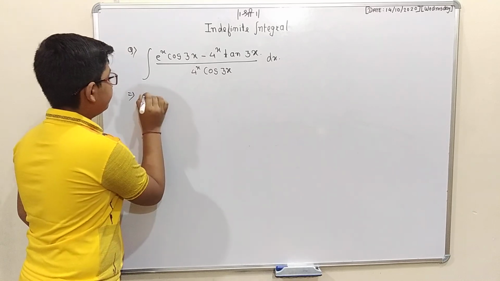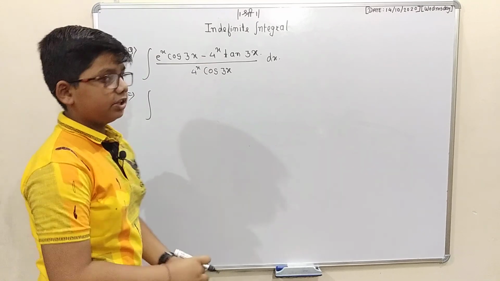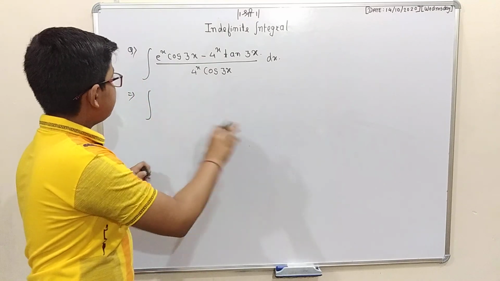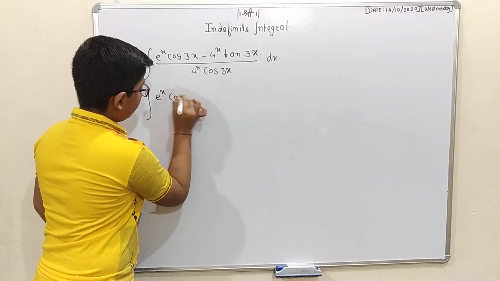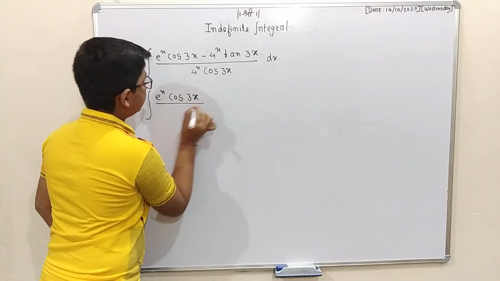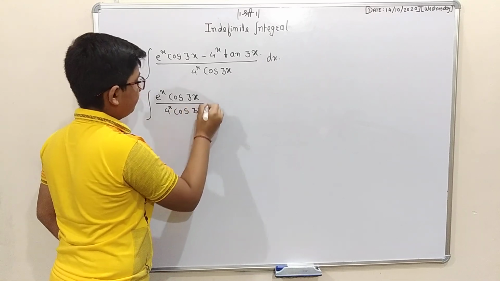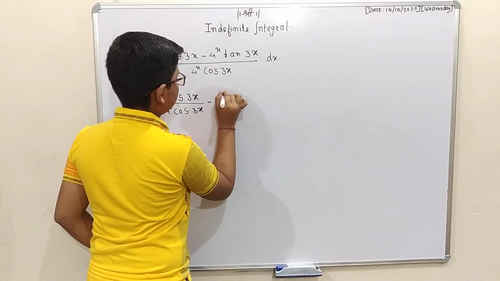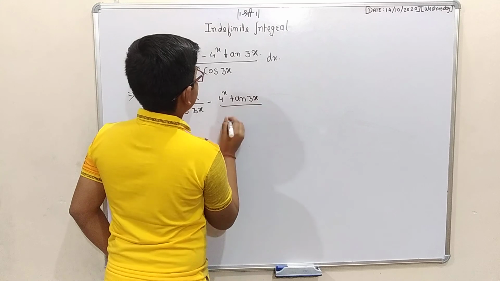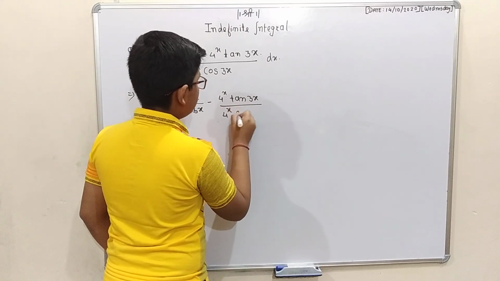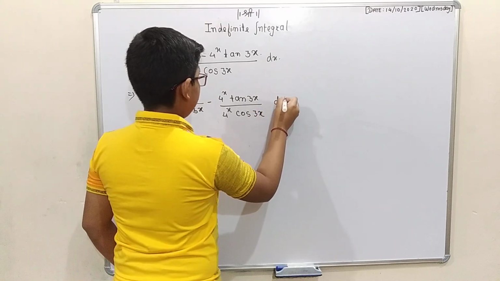Now in this integral, we can see that the numerator has a subtraction sign and the denominator is common as 4 raised to the power x cos 3x. So we can break it into two parts. So it will be integral of e raised to the power x cos 3x divided by 4 raised to the power x cos 3x, minus 4 raised to the power x tan 3x divided by 4 raised to the power x cos 3x, dx.